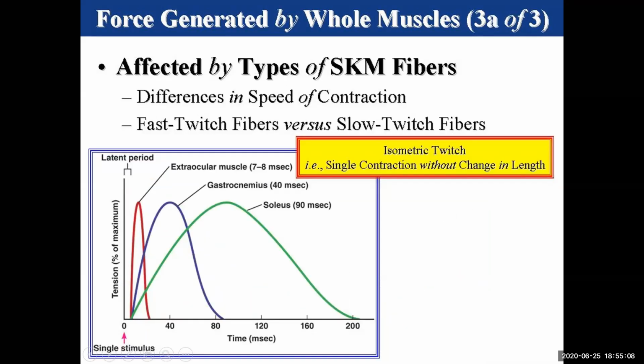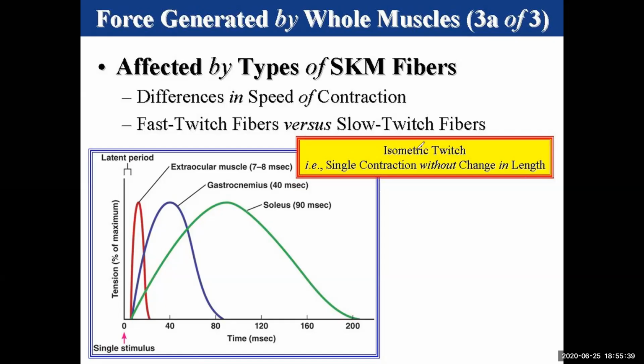Moving on to the third factor. There are different types of skeletal muscle cells, skeletal muscle fibers. They exhibit, meaning they have, different speeds at which they can contract. So we call that differences in speed of contraction. So fast fibers, slow fibers.